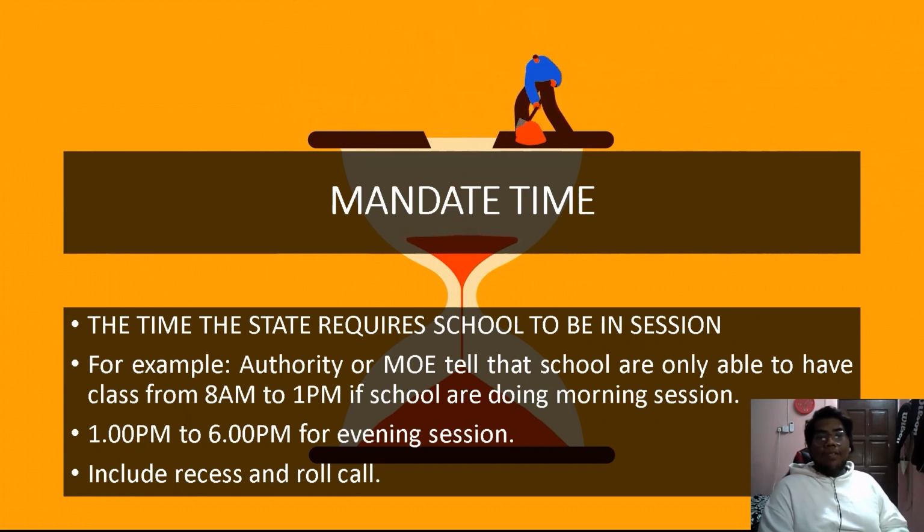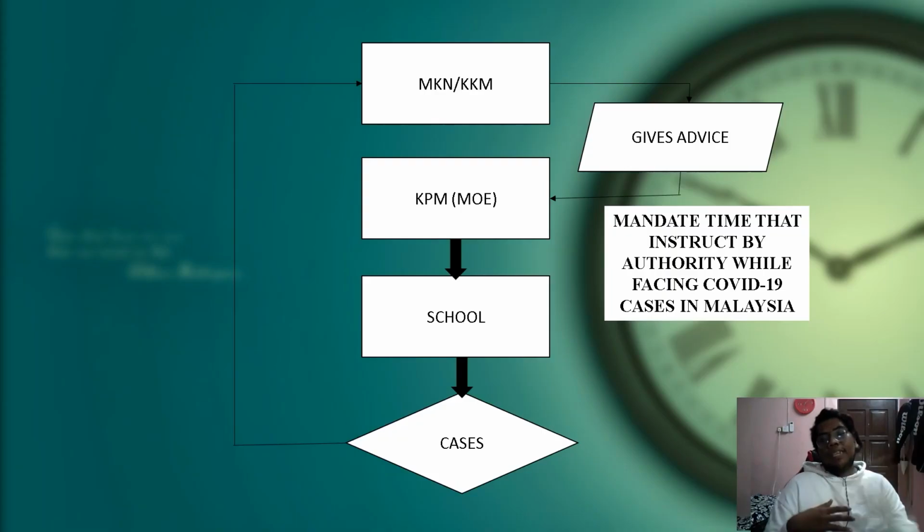Okay, thank you. Let's continue to the next slide. As you can see on your screen, there is a flow chart showing how mandate time is planned by the authorities while facing COVID-19 cases in Malaysia. Let's start with MKN and KKM, which are Majlis Keselamatan Negara and Kementerian Kesihatan Malaysia. Both of them give advice to the MOE, the Ministry of Education. Then the MOE will analyze and give a new mandate time to schools. Then schools will apply it. Then again, MKN and KKM will analyze the current situation and give advice, and a new mandate time will be set. This is only applicable before 9 November, before all schools were shut down.